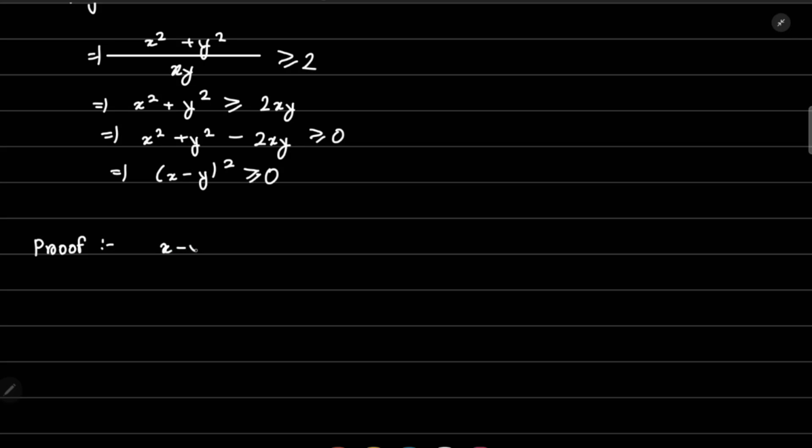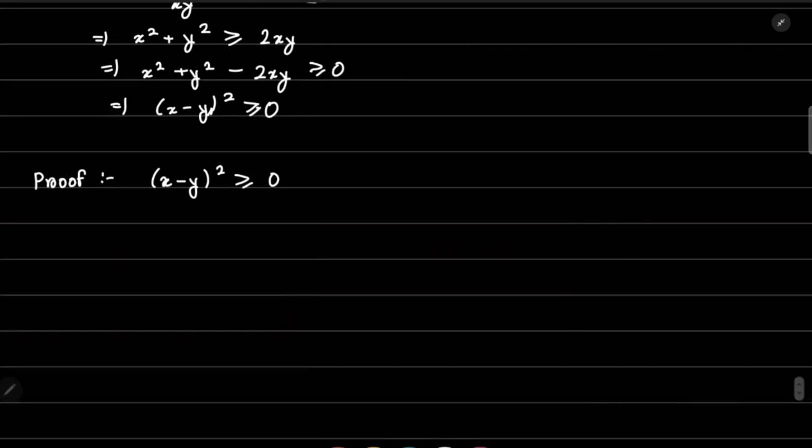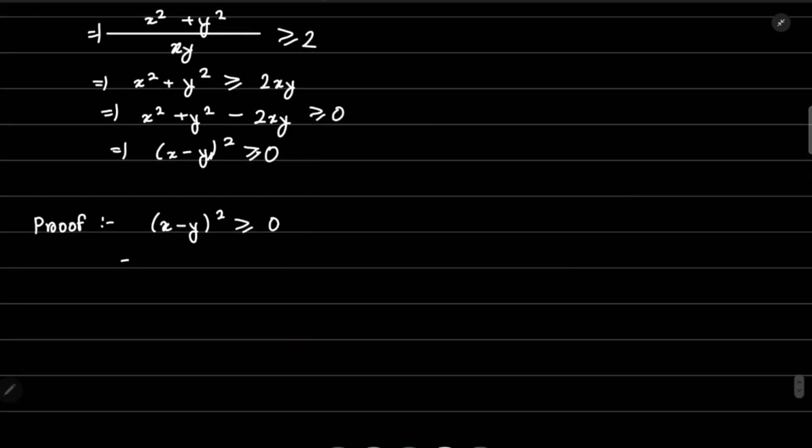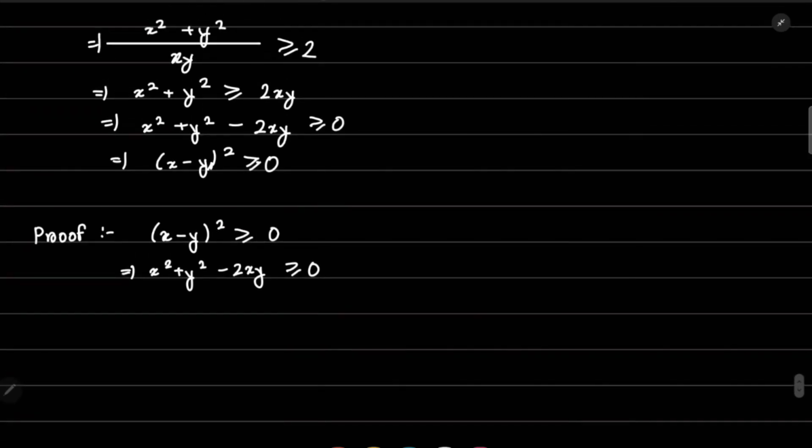I can start with the fact that (x minus y) whole squared must always be greater than or equal to 0. Since this is a known fact, this is a whole squared number, it cannot be negative. So from here I'll try to work backwards. So x squared plus y squared minus 2xy is greater than or equal to 0. I'll just simply work backwards.